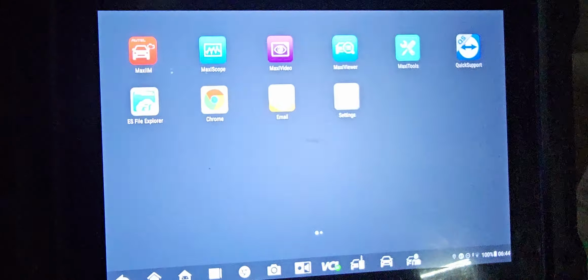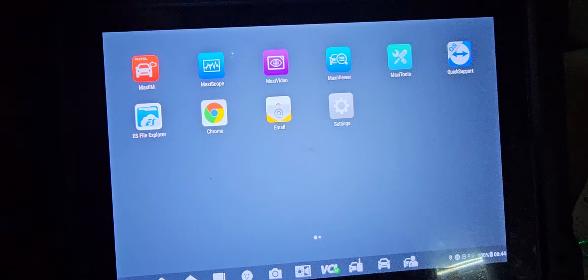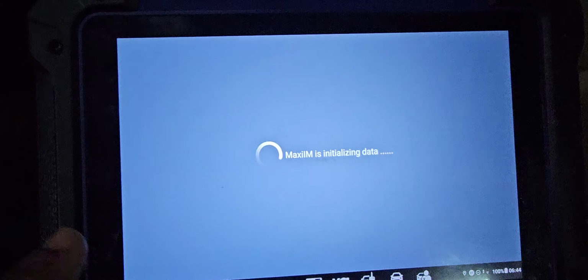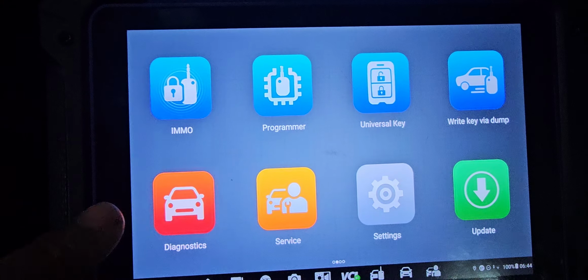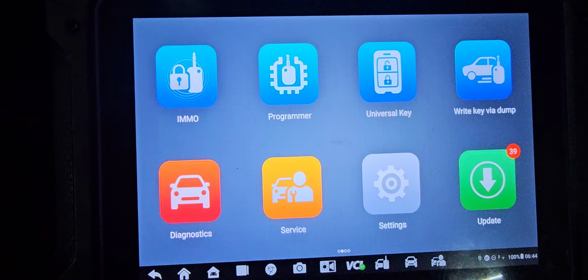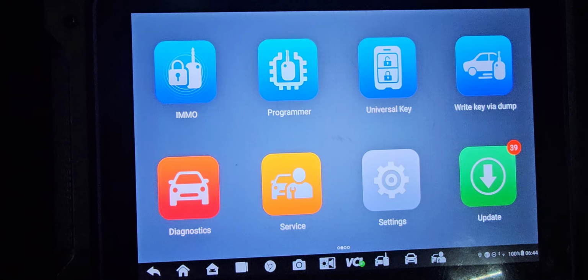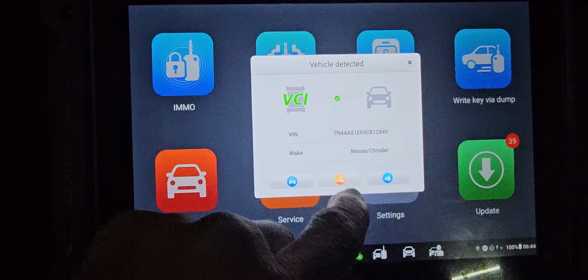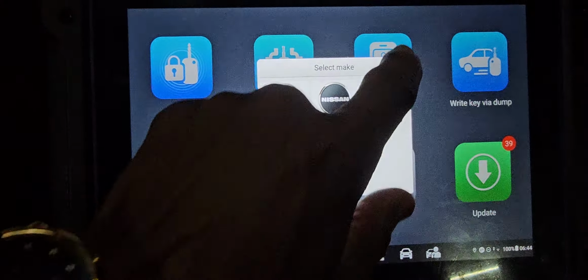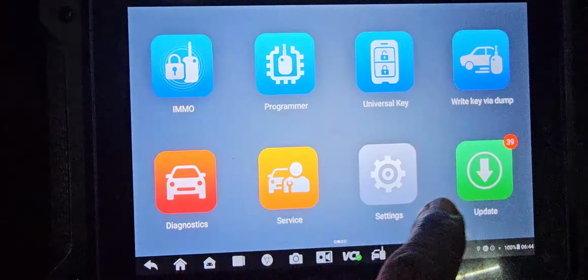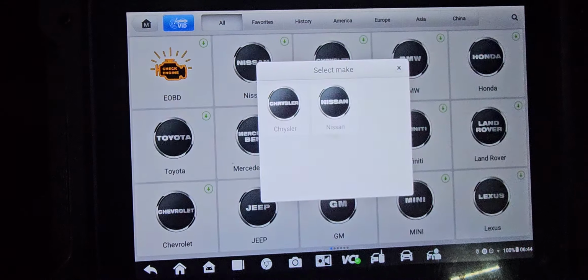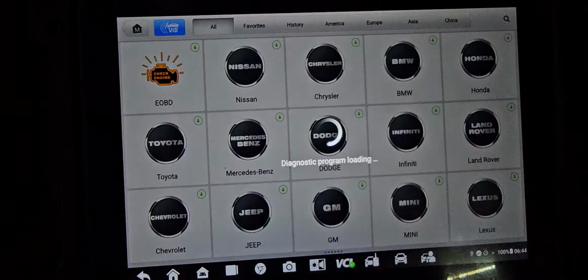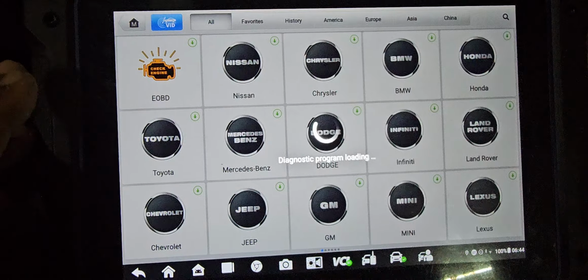Yesterday, we were trying to diagnose a car with no starting, and I was looking for the VVT solenoid while cranking the car. What I'm trying to do now is look at the scan tool. This is service. I don't want any service. Diagnose, Nissan. I just want to know what the engine is reading while cranking, the VVTs.